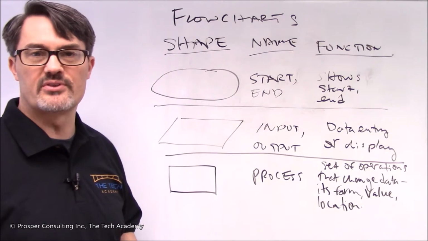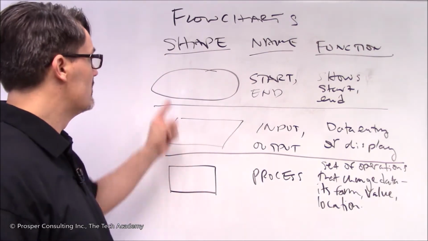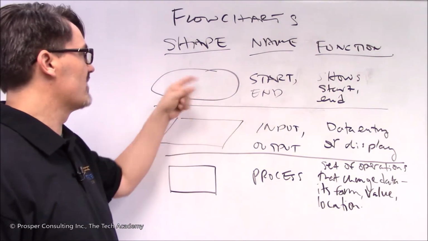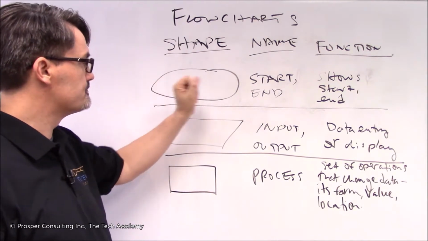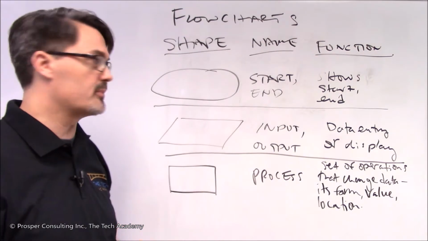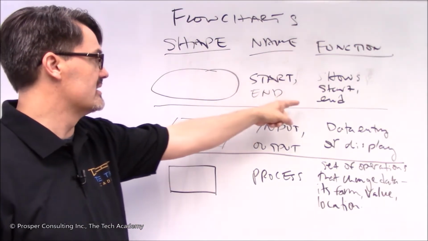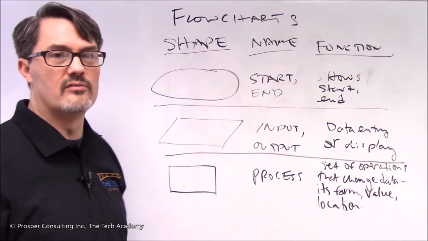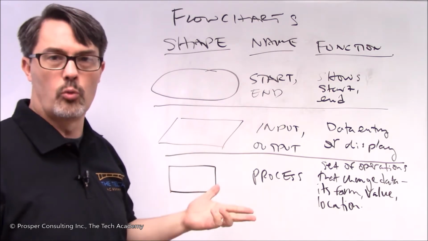Here's the first 3 shapes that are used in flowcharts. The first is a flattened circle, call it an oval. The name of that shape is start or end. It's used for either purpose. And the function of that is it shows the start and end of a process, an algorithm, a workflow, that sort of thing.